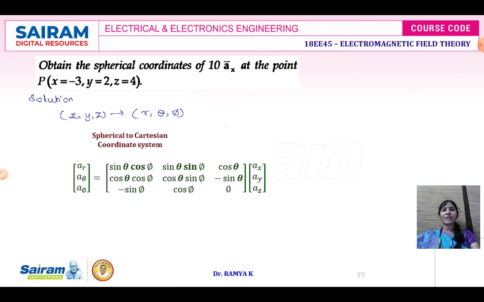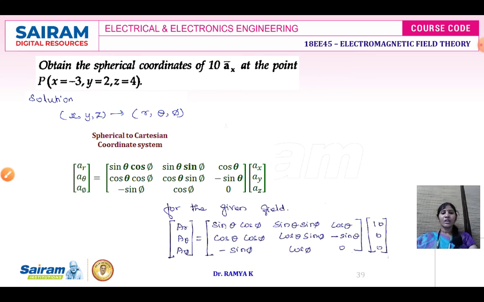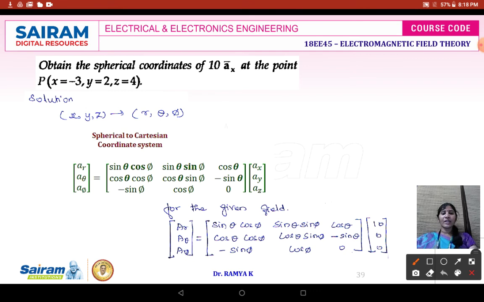So you wanted to identify the spherical coordinates, right? The spherical coordinate system can be identified by using ar, a theta, a phi equal to the matrix sin theta cos phi, sin theta sin phi, cos theta; cos theta cos phi, cos theta sin phi, minus sin theta; minus sin phi, cos phi, 0, times ax, ay, az. This is the formula to convert the given Cartesian to spherical. So here you will be identifying the value of the spherical coordinates where the Cartesian is given. For the given field ar, a theta, a phi, you will write this complete matrix.